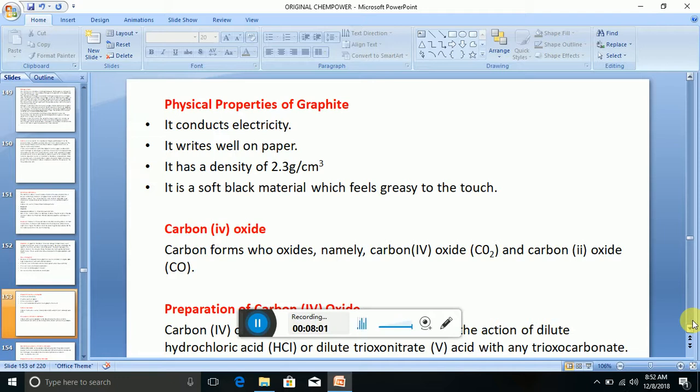This is where we're going to be stopping. In subsequent classes, we'll look at the compounds of carbon.